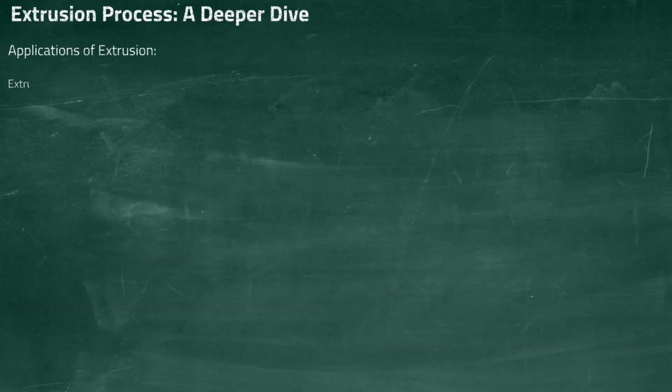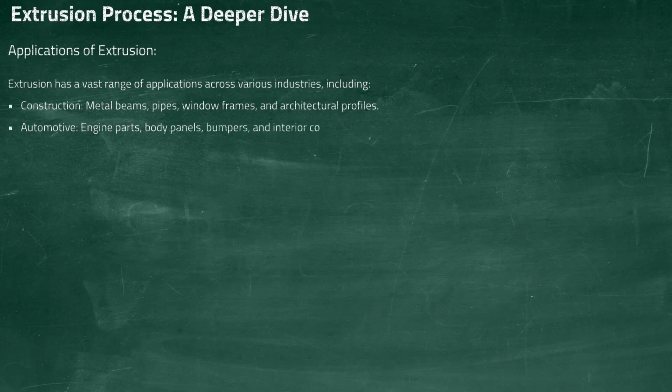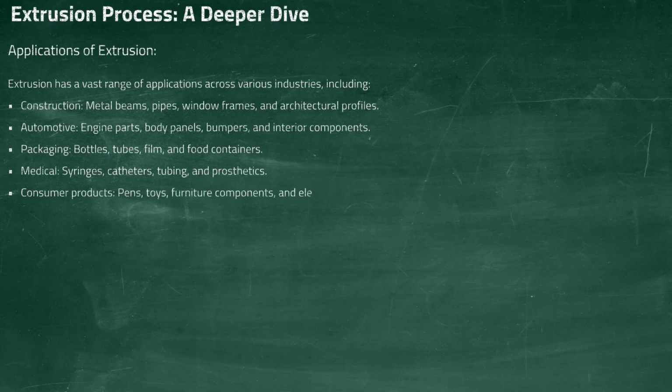Applications of extrusion. Extrusion has a vast range of applications across various industries, including construction: metal beams, pipes, window frames, and architectural profiles. Automotive: engine parts, body panels, bumpers, and interior components. Packaging: bottles, tubes, film, and food containers. Medical: syringes, catheters, tubing, and prosthetics. Consumer products: pens, toys, furniture components, and electronic casings.